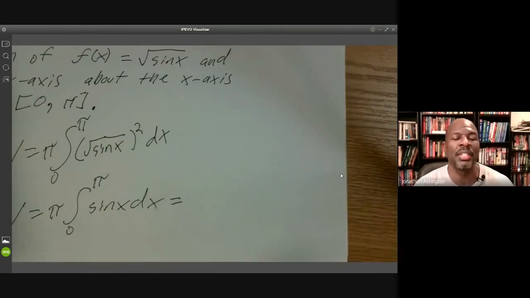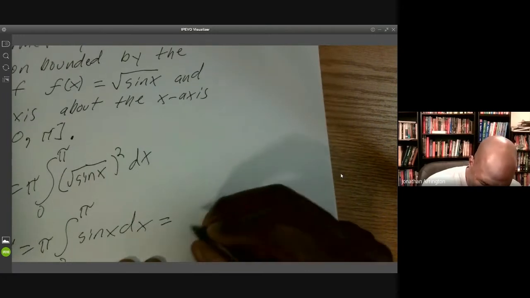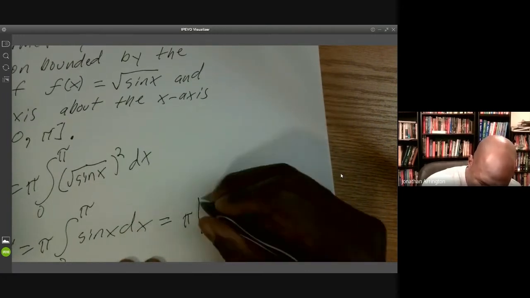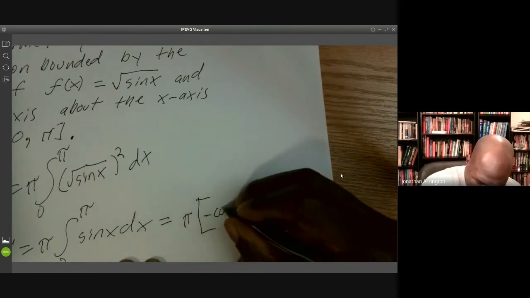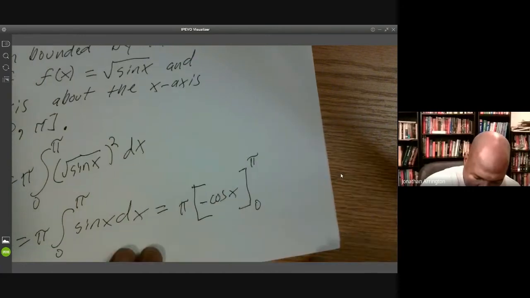So what is the integral of sine x? Is it cosine x or is it negative cosine x? And so hopefully you said negative cosine x. So this is pi times negative cosine x to be evaluated from 0 to pi.